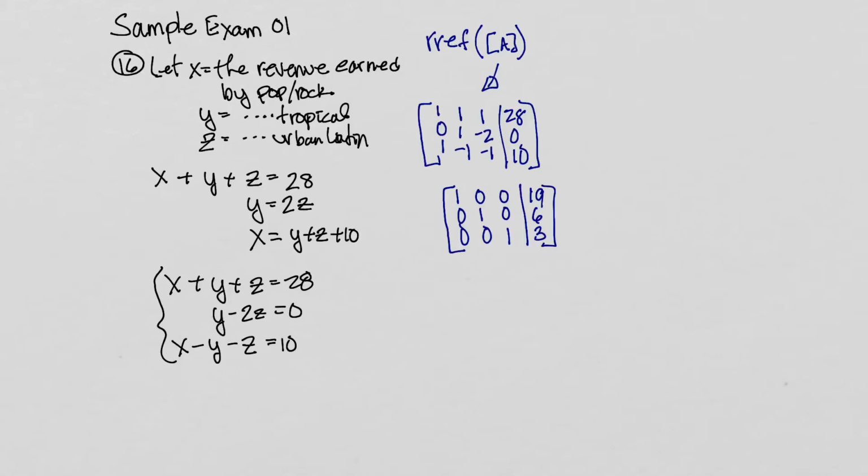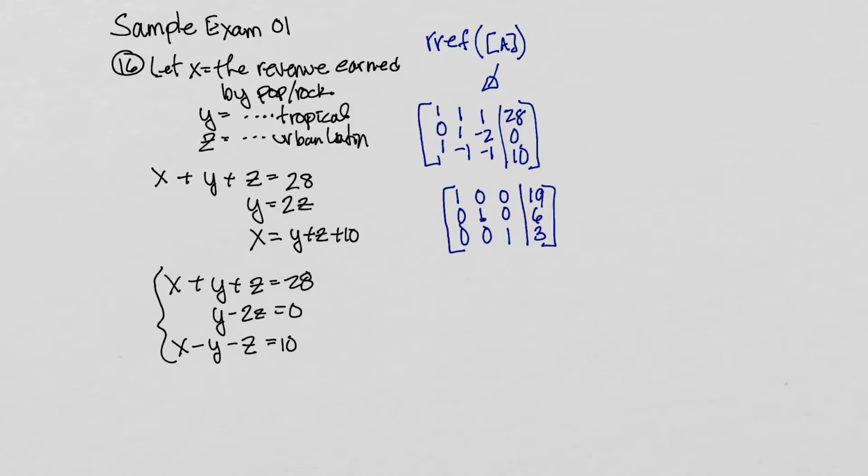Let's just check something here. Look at this Y value. The Y value is 6. Now over here, it says that the Y value is twice the Z value. Sure enough, 6 is twice the 3. And then it also says that the X value is these two combined and 10 more. So if I take Y and Z, I get 9, and 10 more, that's the 19. Looks like we've got the right answer here.